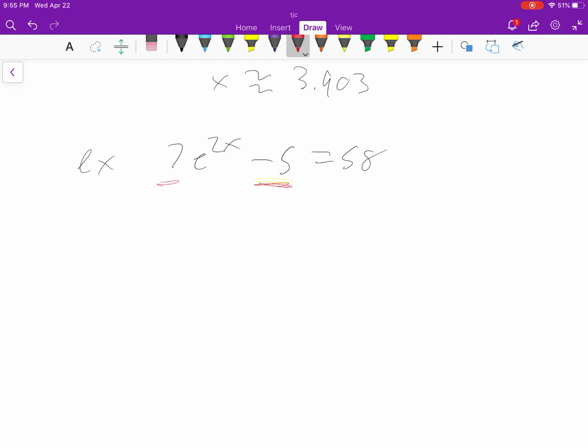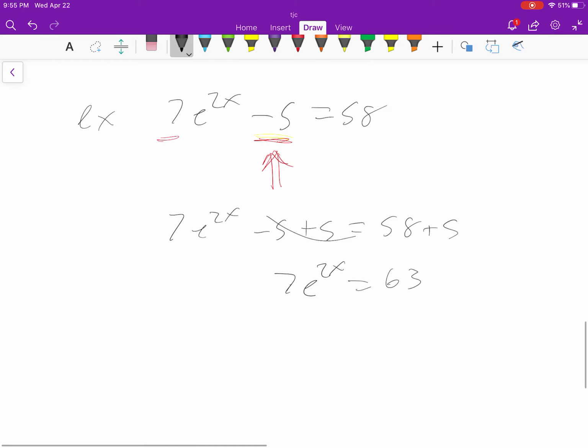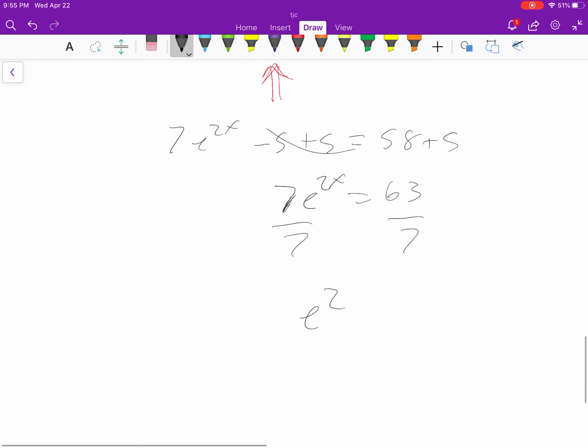So before we take the log of both sides, we definitely need to take care of this guy. We don't necessarily have to take care of the 7, but it's easiest in this case if you do. But you definitely have to take care of this 5. So what you're going to do is add 5 to both sides. Here they cancel. And we end up with this. Now I will go ahead and get rid of the 7 by dividing by 7 on both sides. Get e^(2x) equals 9.